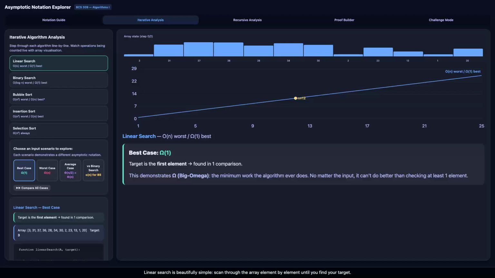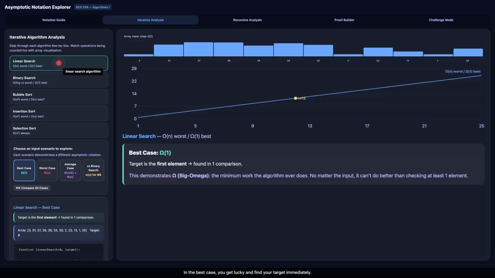Linear search is beautifully simple. Scan through the array element by element until you find your target. But here's what makes it fascinating from an asymptotic perspective. The same algorithm can have dramatically different bounds depending on the input.